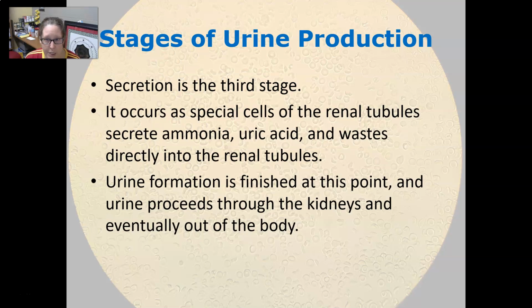Secretion is the third stage of urine production, and it occurs as special cells of the renal tubules can secrete excess ammonia, uric acid, and other waste like certain drugs directly into the renal tubule. And sometimes these are components that were maybe too large or still bound up on albumin and could not enter the filtrate through filtration. Urine formation is finished at this point, and the urine proceeds through the kidneys and eventually out of the body.